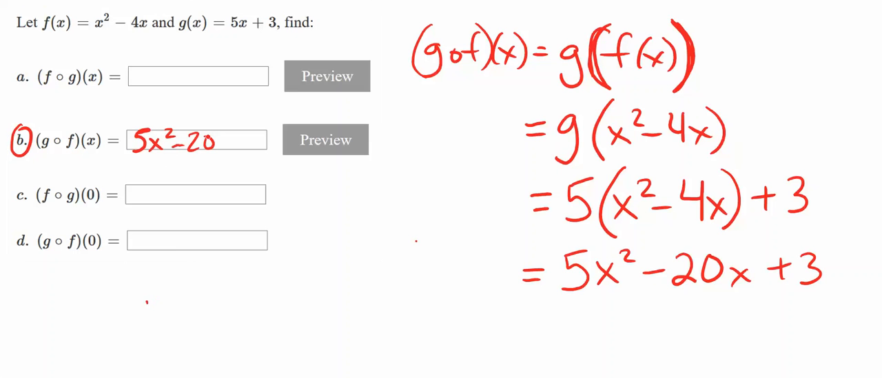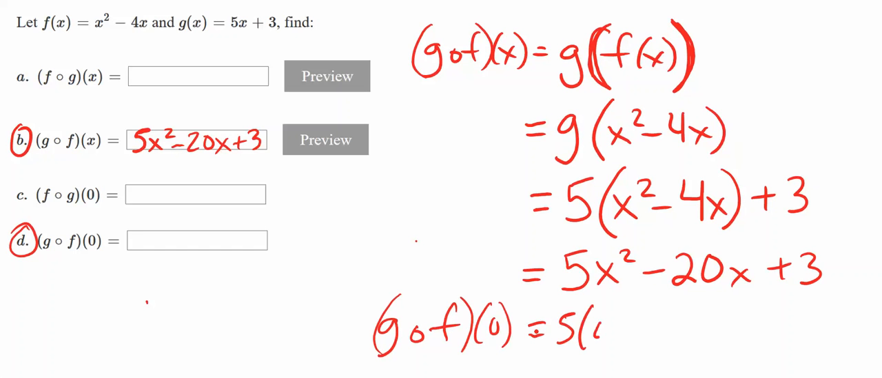Minus 20x plus 3. Then we've got to figure out what g of f of 0 is for d. Easy stuff here. We're going to plug a 0 into all that, and of course you can see the answer is just going to be 3. So the answer here is 3.